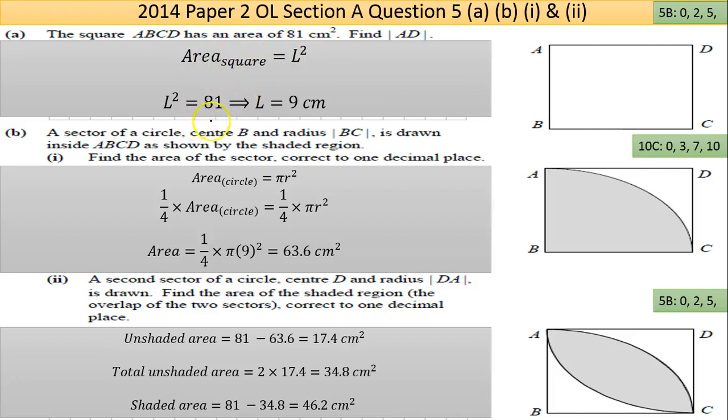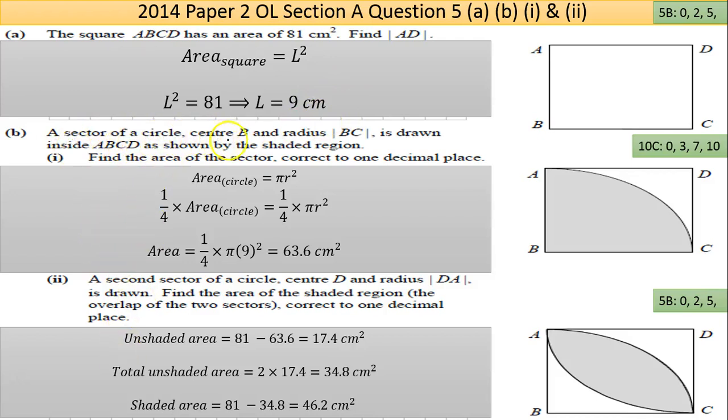Okay, so that gives me the equation L squared equals 81. Now if I want to solve that, I bring the square across to the equals and it becomes a square root. So L is equal to the square root of 81, which is 9. And I put in my centimeters to show my units. 5 marks. Okay, so part B then, there's 2 parts here, 1 and 2.